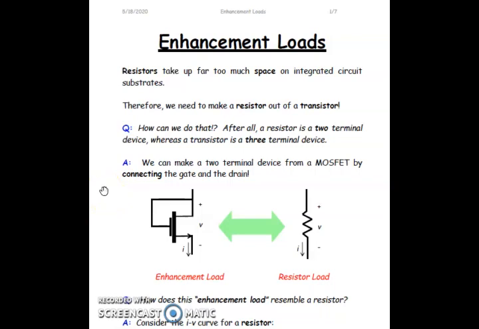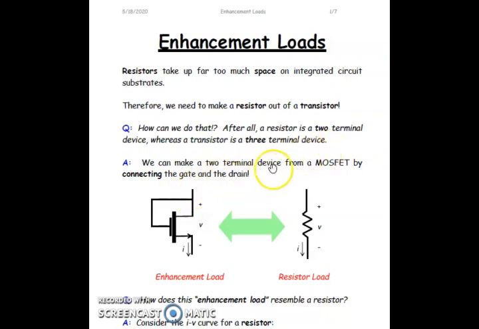But when we try to build the same amplifier in the form of an integrated circuit, building a resistor will be a big hurdle, because normally resistors take up far too much space on integrated substrates. Therefore, we need to make a resistor out of a transistor. Now the question is, how can we do that? After all, a resistor is a two-terminal device, whereas a transistor is a three-terminal device.